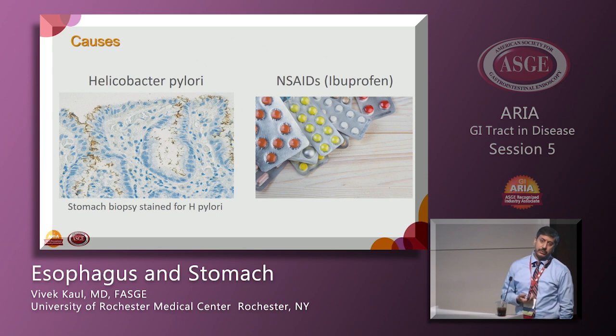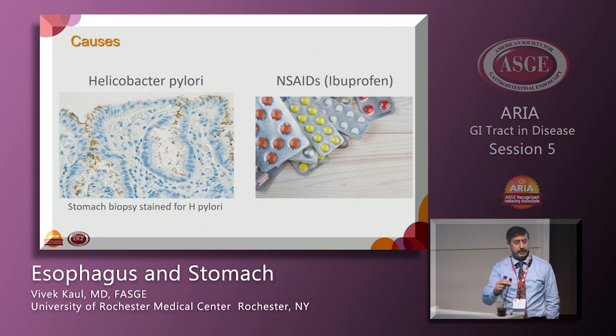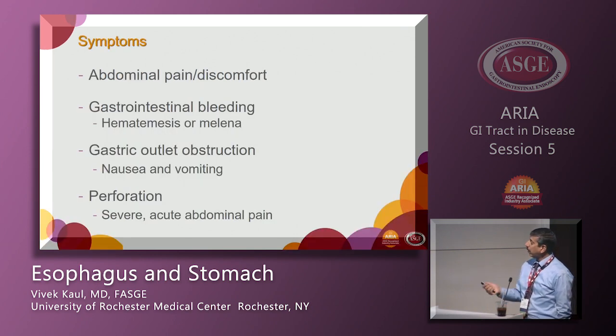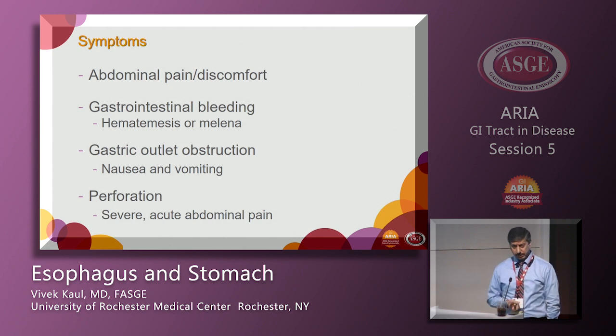H. pylori infection, especially in the second and third world. In India, for example, it's almost 80 to 90% prevalence rates. And then, of course, in the developed world, we have painkillers. We love our painkillers. So, Motrin, NSAIDs, you name it, especially in the elderly. So a lot of misery related to peptic ulcer disease.